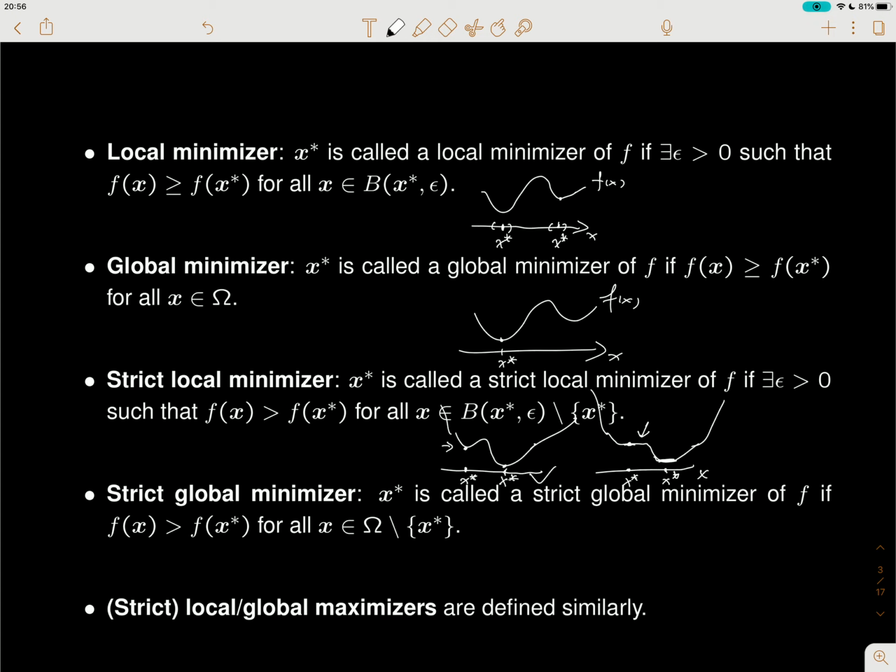And if you're trying to maximize something, or if you're looking for the maximizer, then you can define something similar, right? Just replace the minimizer by maximizer. But as we mentioned earlier, usually if you are trying to minimize a function, then what you're looking for are minimizers.